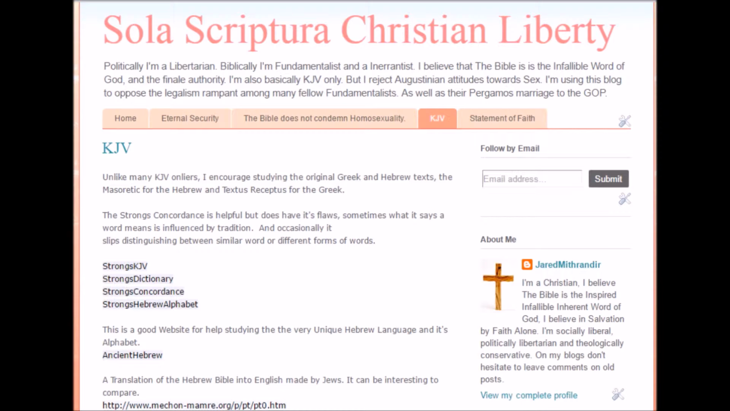The Strongs Concordance is helpful, but does have its flaws. Sometimes what it says a word means is influenced by tradition, and occasionally it slips, distinguishing between similar words or different forms of words.